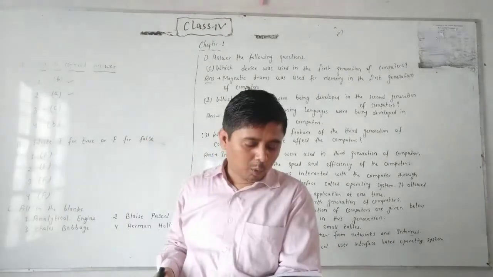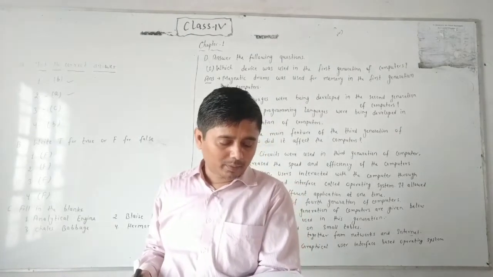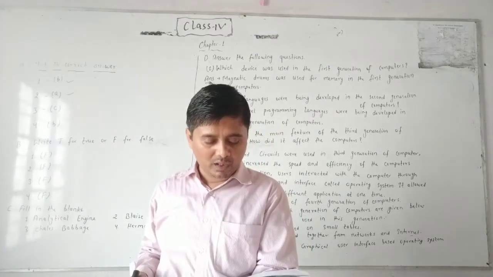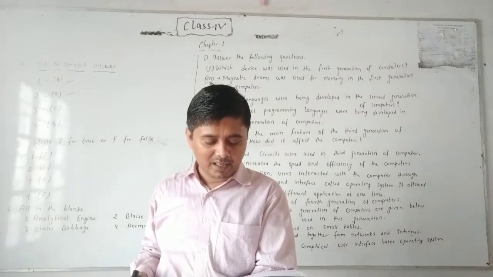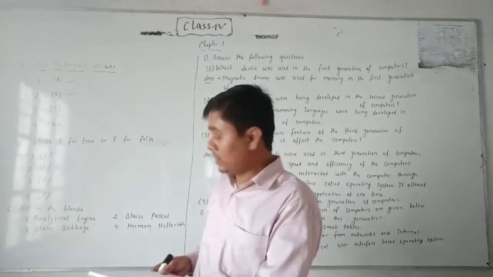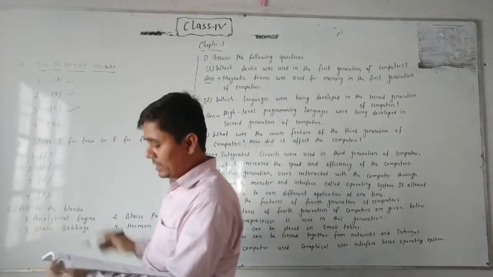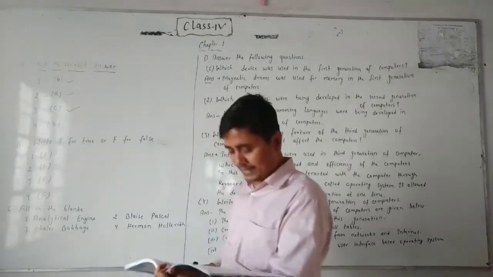A. Third, the fourth generation of computers are based on GUI. Options are A. Vacuum tube, B. VLSI, C. GUI. Answer will be GUI, graphical user interface. Okay, option C.